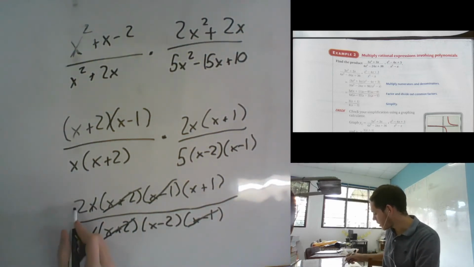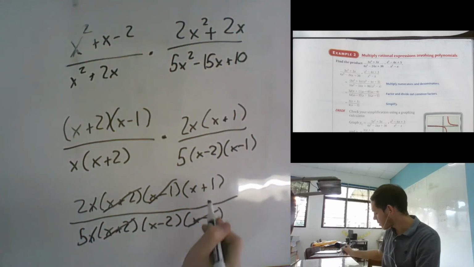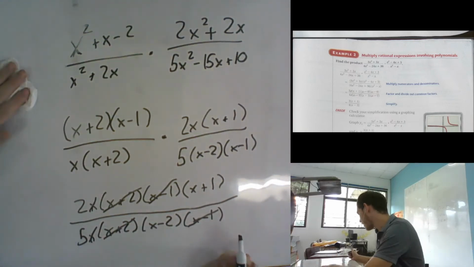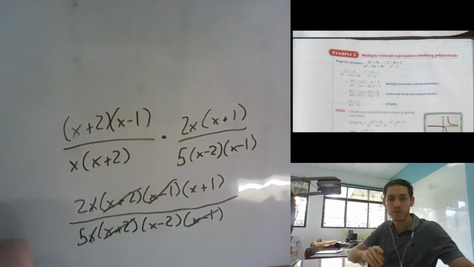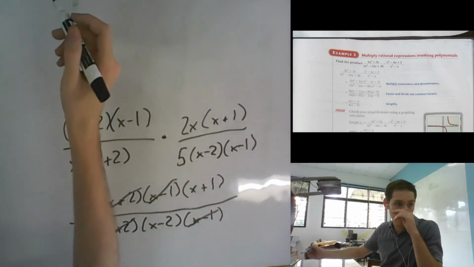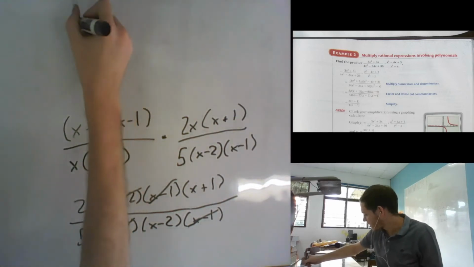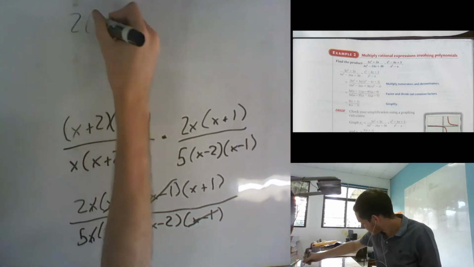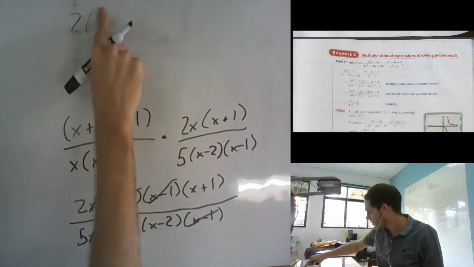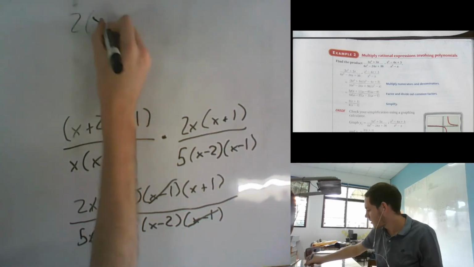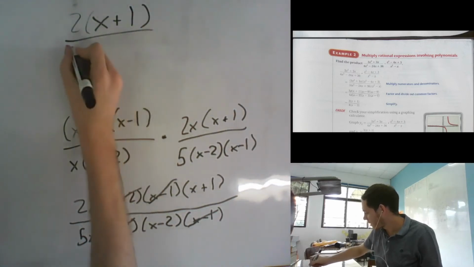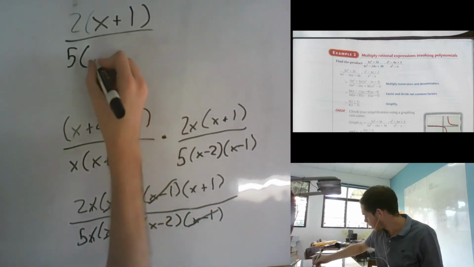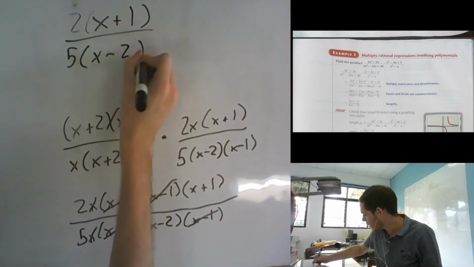So what do we get? We get 2 over 5, x plus 1 divided by x minus 2. So our solution is, you guys are silly. Okay, x plus 1 over x minus 2.